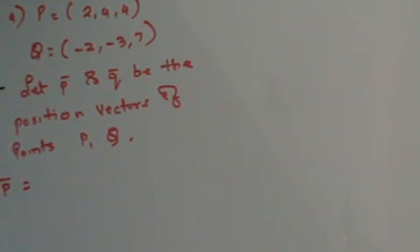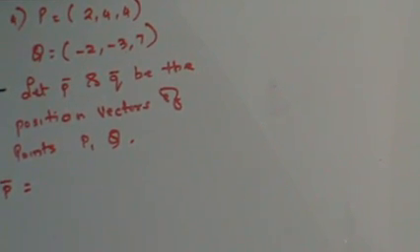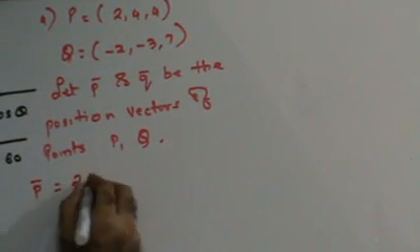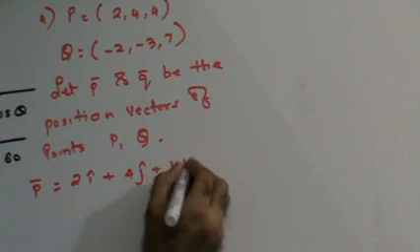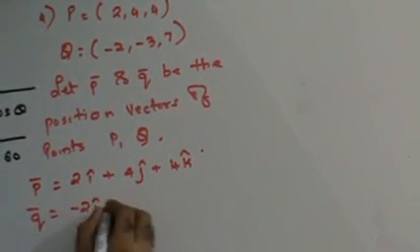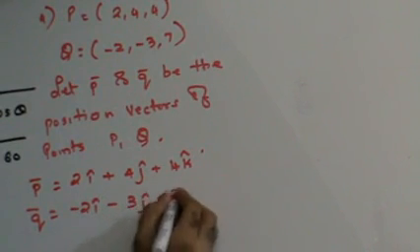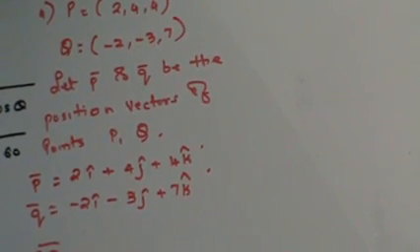Since its coordinates are 2, 4, 4, the first letter indicates the x-axis, the second the y-axis, the third the z-axis. So this will be nothing but 2i vector plus 4j vector plus 4k vector. Similarly, Q vector will be minus 2i vector minus 3j vector plus 7k vector. Now, they have asked me to find out PQ vector.